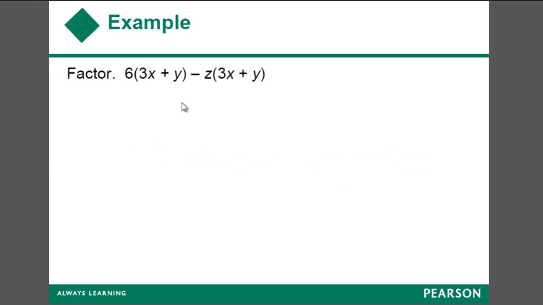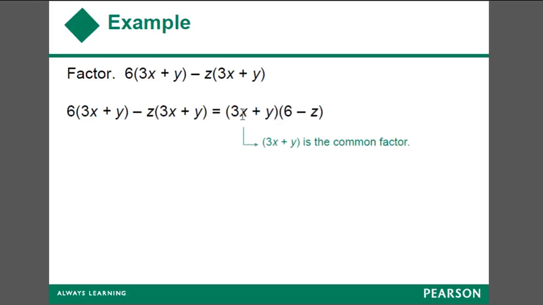So for example, we looked at this one earlier: 6 times (3x + y) minus z times (3x + y). Notice we can factor out the entire binomial 3x plus y. When we do so, 3x plus y is the common factor, and I'll be left with 6 minus z in my second set of parentheses, which are my leftovers. This procedure is called factor by grouping because I have grouped two terms together and I've factored those out.